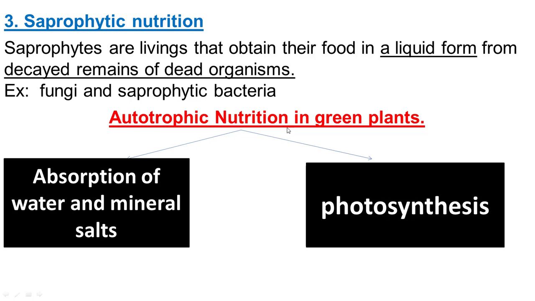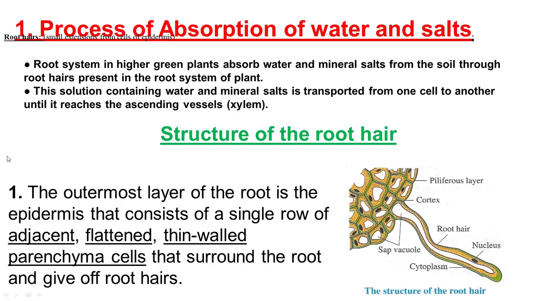For autotrophic nutrition to occur, we have to pass through two processes. The first one is absorption. Absorption of what? Water and mineral salts. The second one is the photosynthesis process. So our first lesson will be about absorption of water and mineral salts, and the second about the photosynthesis process.